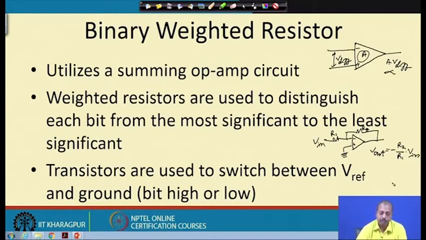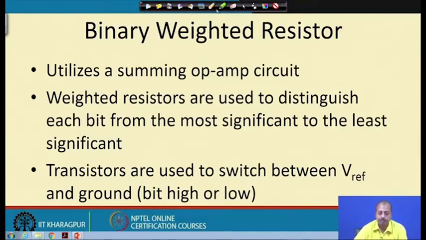Now, if I have a number of voltage sources, V in 1, V in 2, V in 3 like that, the successive terms can be added here, and that gives rise to what is called the summing operational amplifier. We will see some circuitry on that.